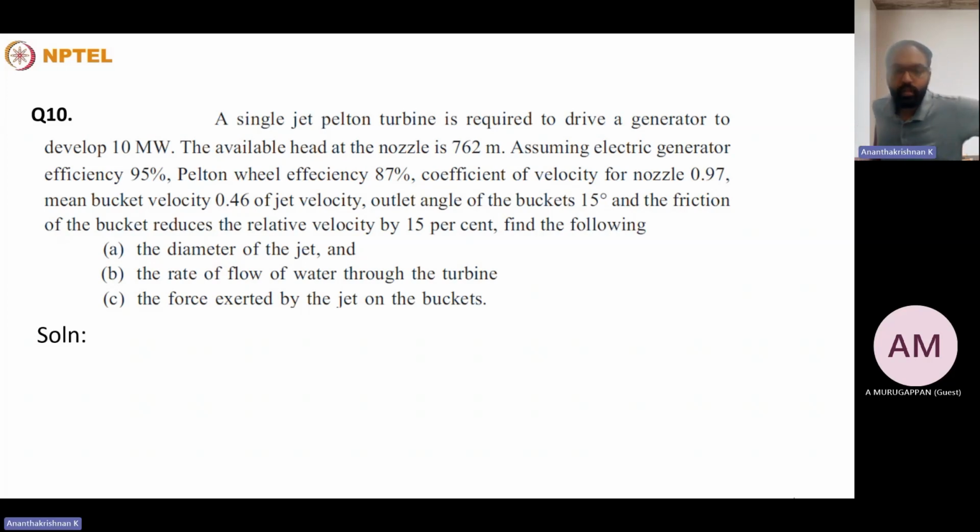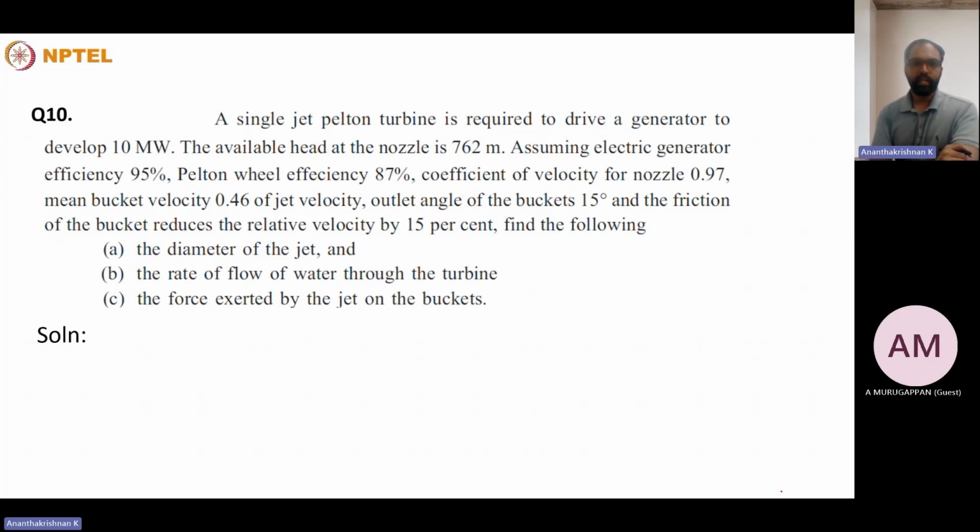Okay, then we can look into the problem. The question is regarding a single jet Pelton turbine. A single jet Pelton turbine is required to drive a generator to develop 10 megawatt. The available head at the nozzle is 762 meters.